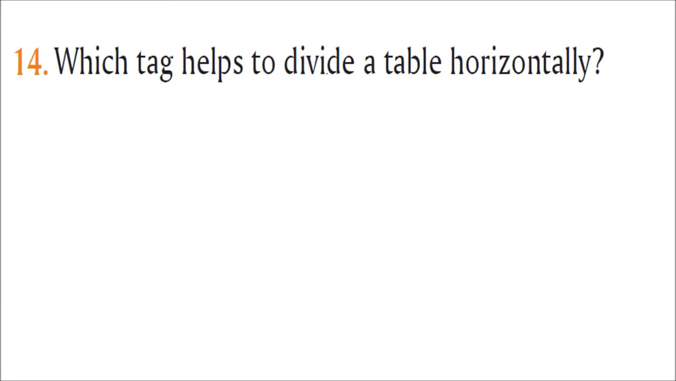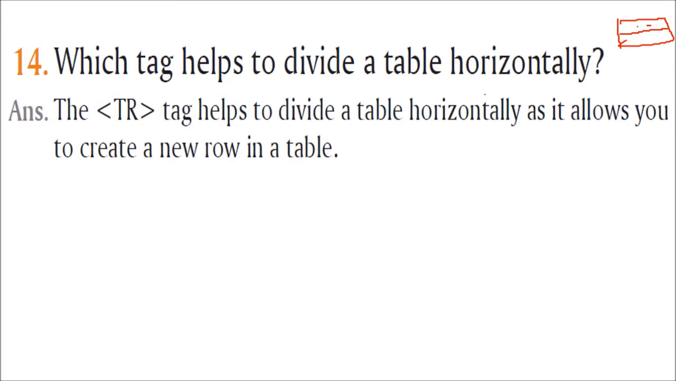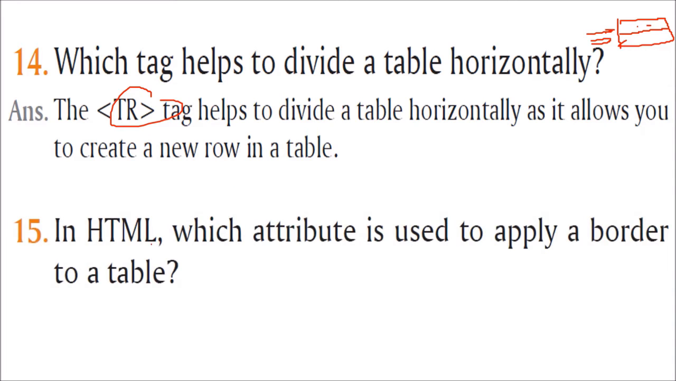Which tag helps you to divide a table horizontally? You want to divide the table horizontally, this way. For that you need the TR tag. TR helps to divide the table horizontally, as it allows you to create a new row in a table. In HTML, which attribute is used to apply a border to a table?